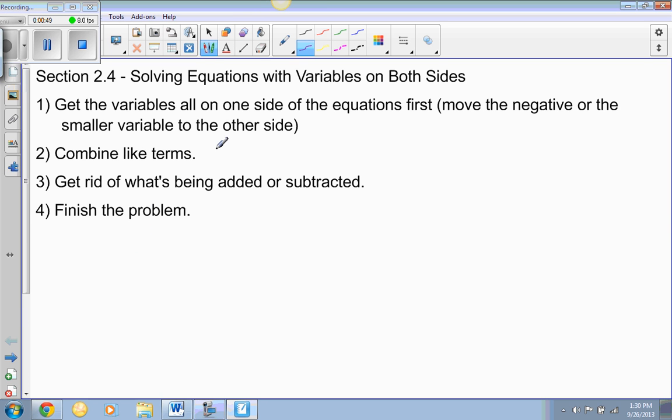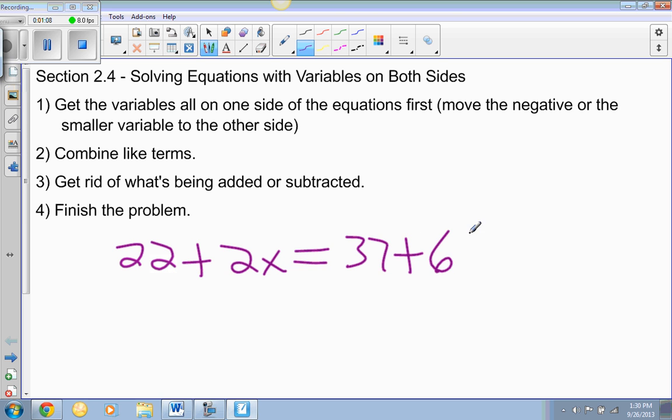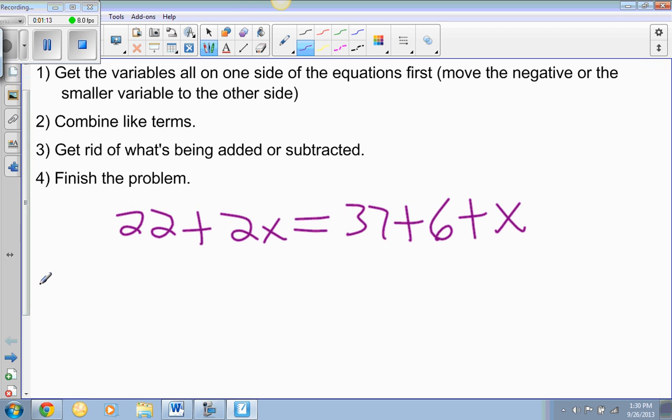So here's an example. If I have 22 plus 2x equals 37 plus 6 plus x. So the first step is to get all the variables on one side. After I do that, then I can combine my like terms, get rid of what's being added or subtracted, finish the problem. Okay, so I'm just adding one step to what I've been doing.